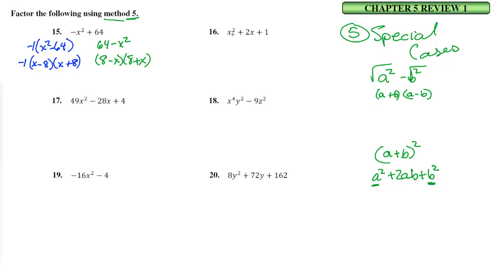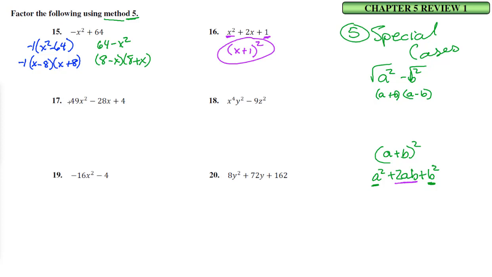Number 16. Let's see if it's a perfect square. This is a perfect square. That's a perfect square. So we're looking to see if it's x plus 1 altogether squared, and we have to check the middle term. X times 1 doubled. That's what this middle term means. X times 1 and then doubled. And does it work? Yep, we're good.